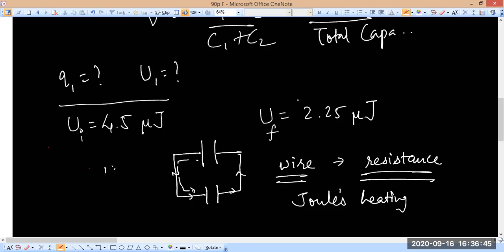No, not kinetic energy. Charges ultimately they come to rest on the plate, so it's not about kinetic energy.